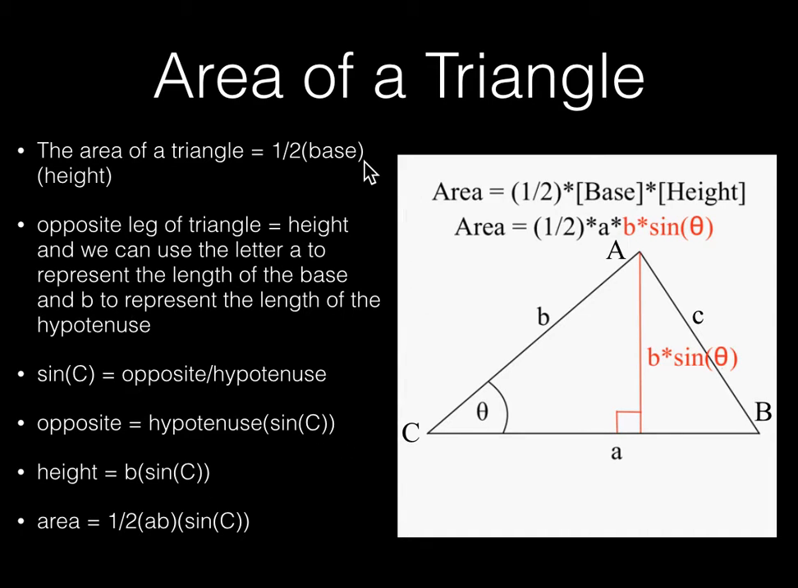We sub that into the original area of a triangle formula we have here, and we know that the base is equal to A, or we're representing the base with the letter A. So we get the area is equal to 1/2 A B times sine C.